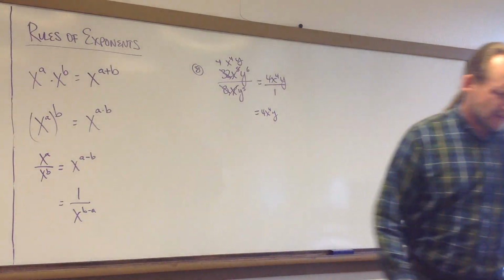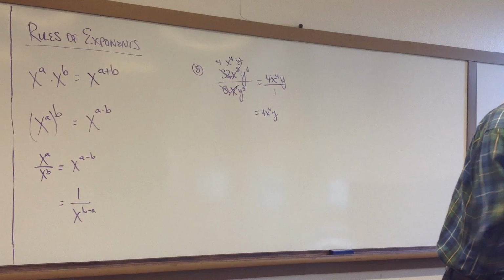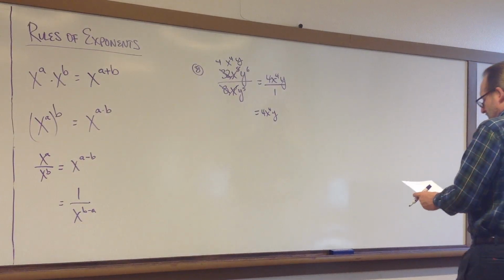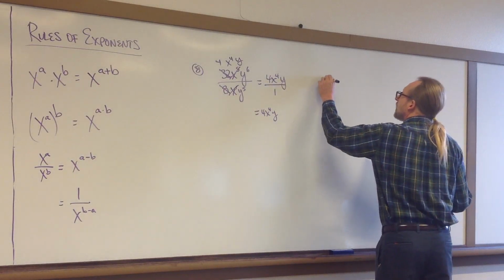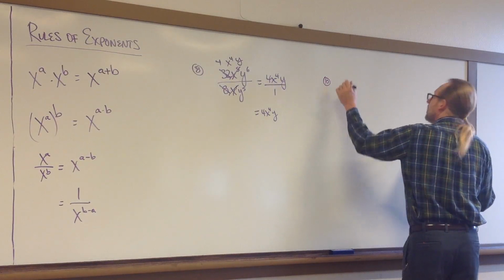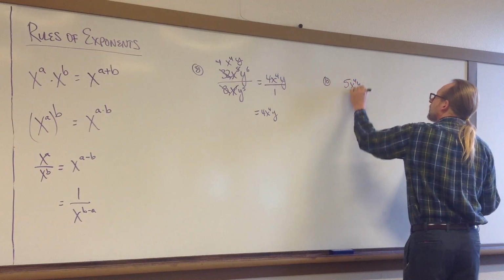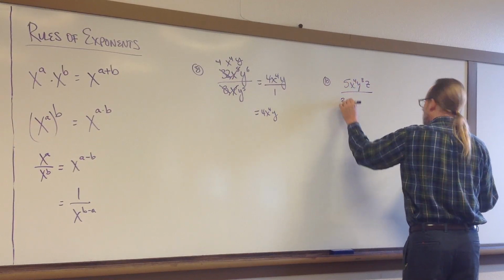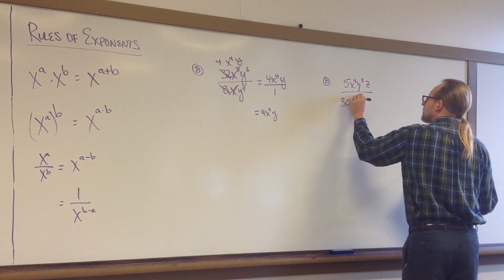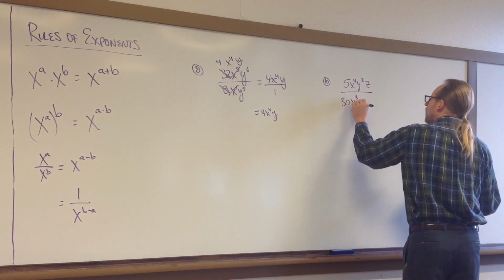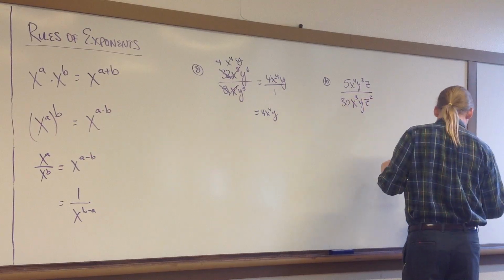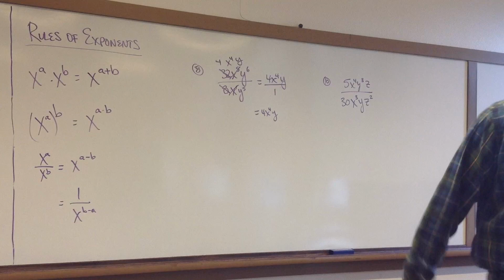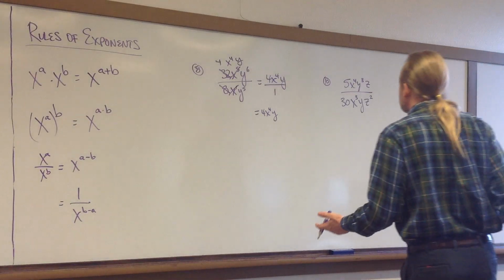All right, let's see here. Oh, these are getting more and more complex. Let's look at problem 10 here. 5x to the fourth, y cubed, and z. And then on the bottom, 30x to the third, yz squared.